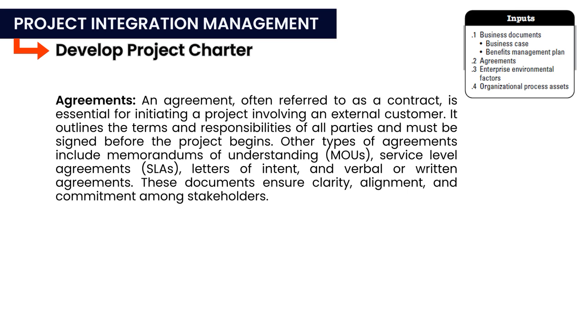An agreement, often referred to as a contract, is essential for initiating a project involving an external customer. It outlines the terms and responsibilities of all parties and must be signed before the project begins. Other types of agreements include Memorandum of Understanding (MOUs), Service Level Agreements (SLAs), Letter of Intent, and verbal or written agreements. These documents ensure clarity, alignment, and commitment among stakeholders.